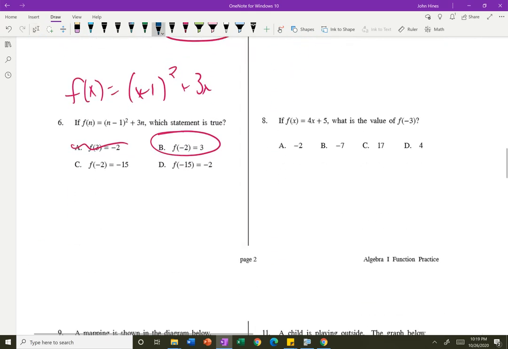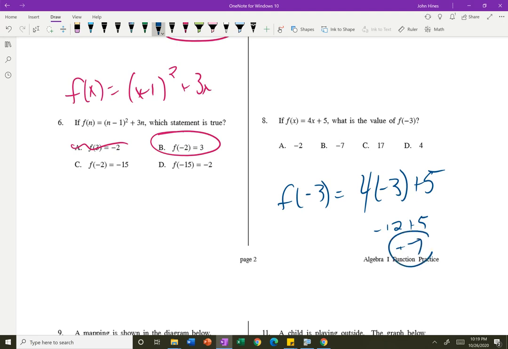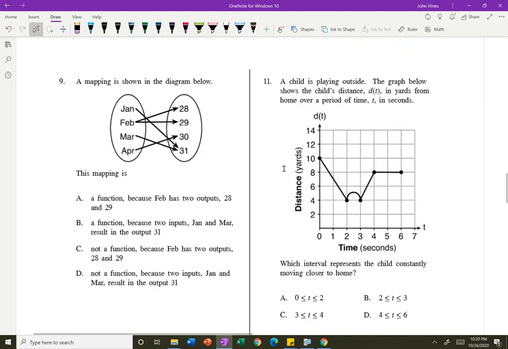Again, hopefully you're good at this function notation. How do I find f of -3? Well, 4 times -3 plus 5. -12 plus 5 is also known as -7. -7 is the output. So whatever that input is in the parentheses, we plug it in for x.